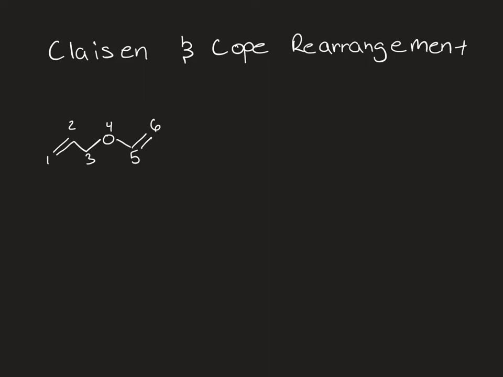Hi, today I want to talk about the Claisen and Cope rearrangement. An easy way to go about solving these problems is locating the oxygen and where the double bonds are relative to that oxygen. As you can see here, I've labeled the structure 1, 2, 3, 4, and oxygen is on carbon 4, or position 4, and we have 5 and 6.